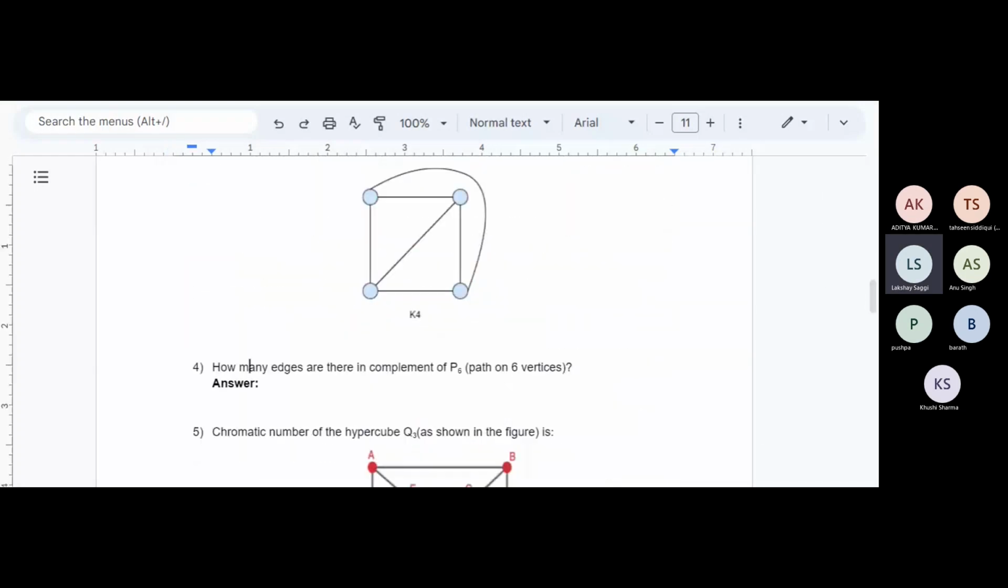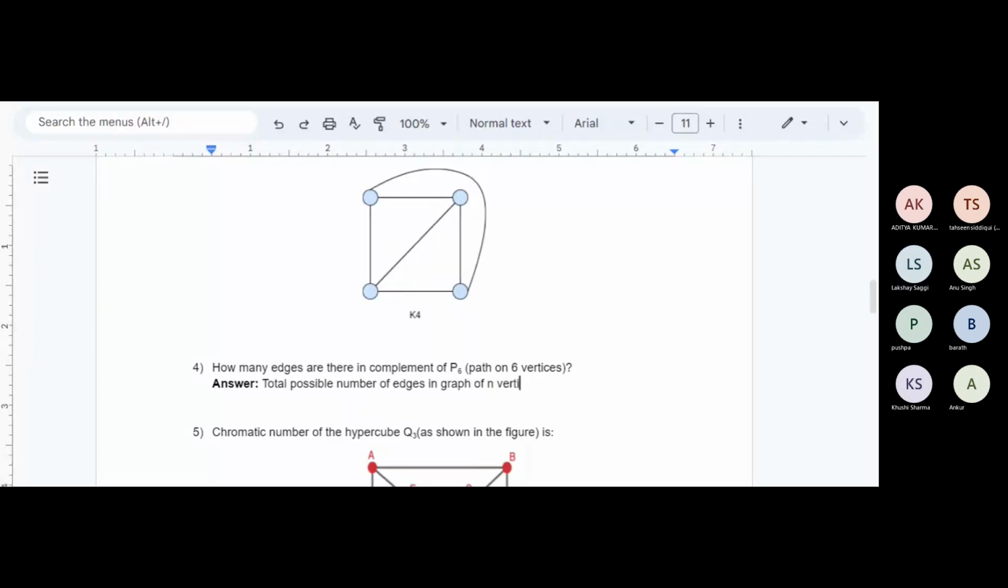So now coming to this. How many edges are there in the complement of P6? We have that the total possible number of edges in a graph of n vertices is NC2. Right guys, so instead of P6, I'll just say for Pn, how many edges are there in the complement of Pn. I'll answer that question and you can plug in the value of n as 6 later.